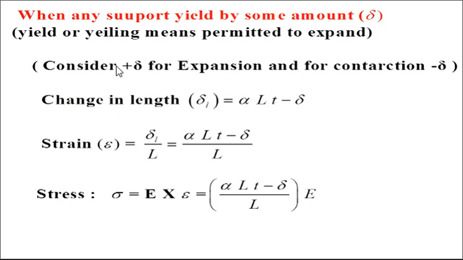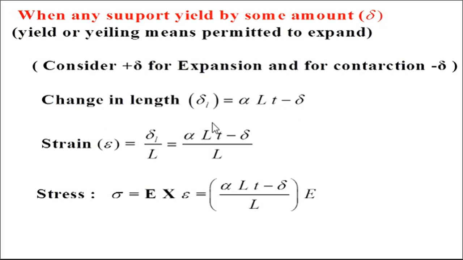What is the sign convention? Consider delta as positive when there is an expansion, and consider delta as negative when there is a contraction. Okay. Now, where will the yielding affect? Yielding will affect the change in length. We know that change in length delta L is equal to alpha into L into T. From that, you have to deduct this value. Okay. You have to deduct this yielding. Yielding should be deducted.